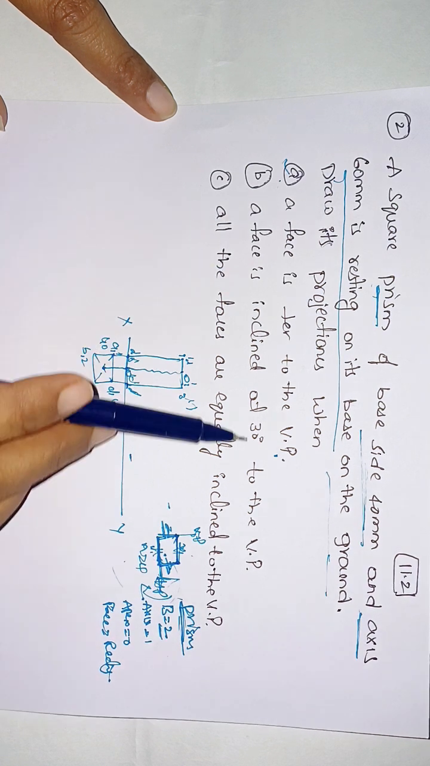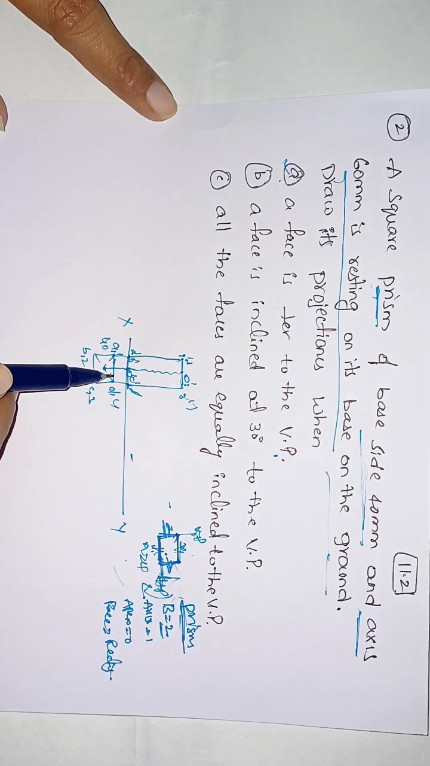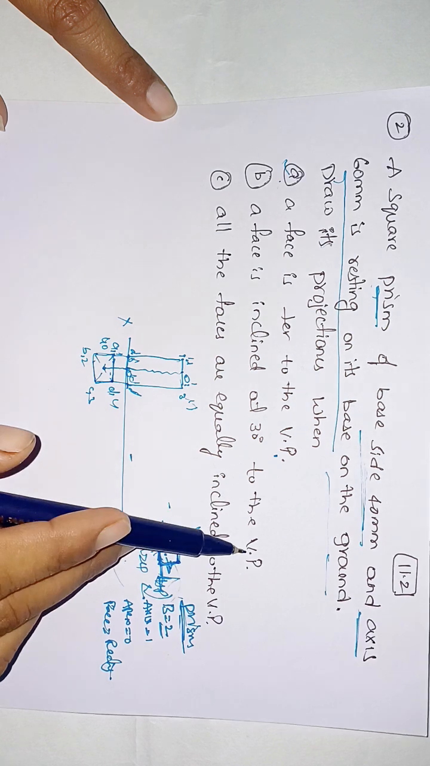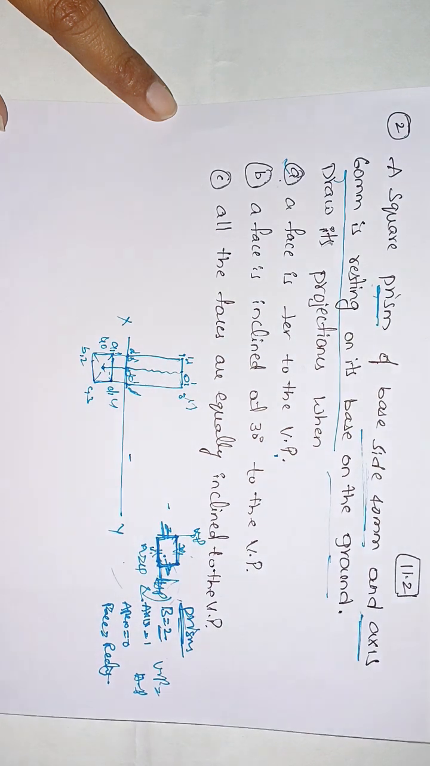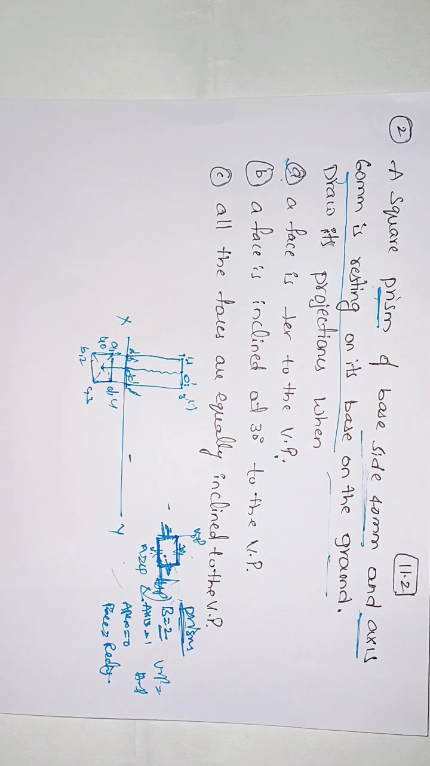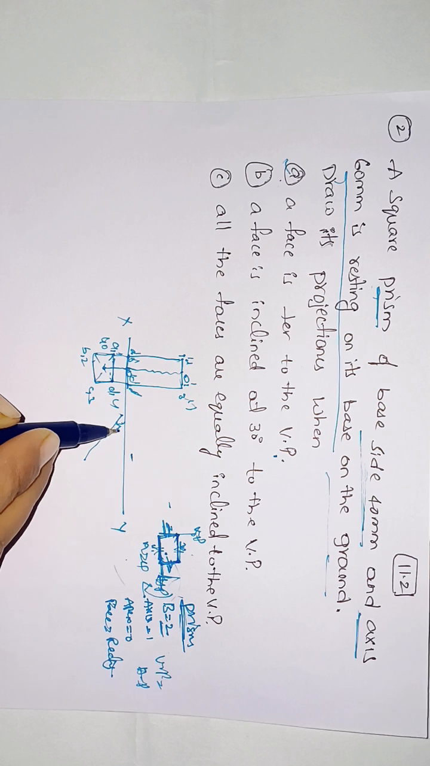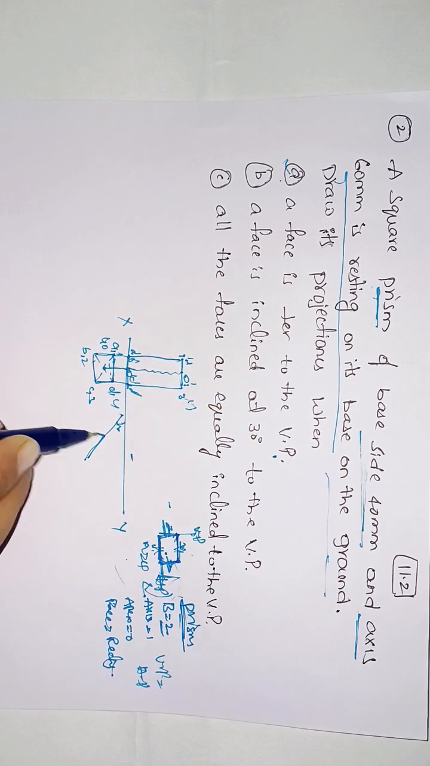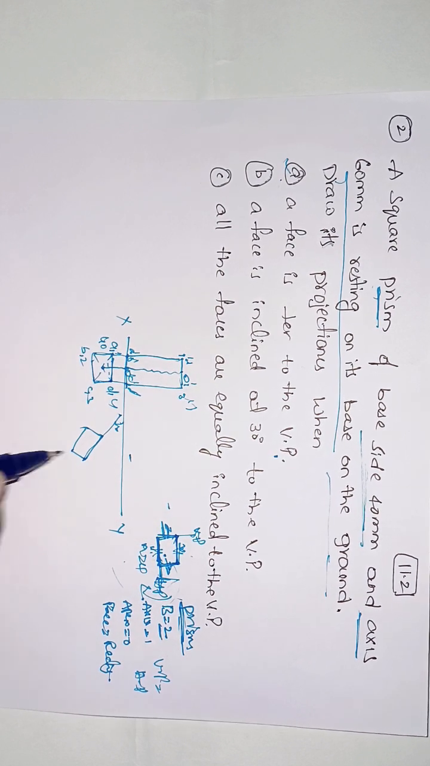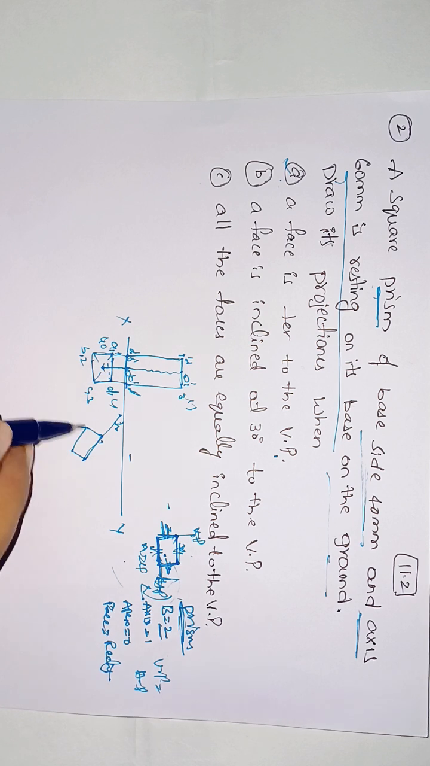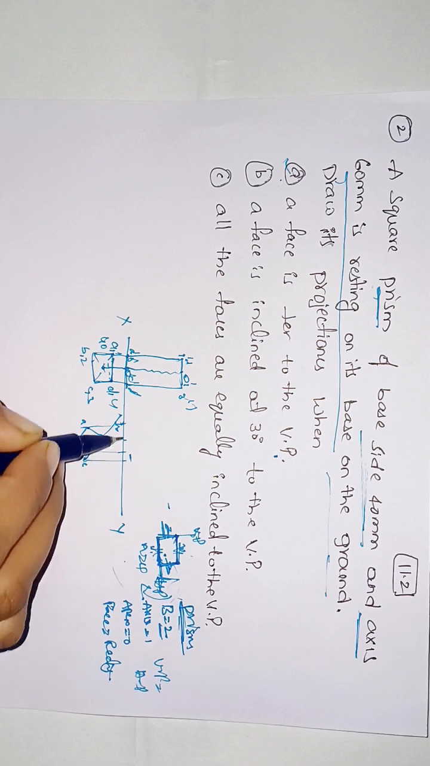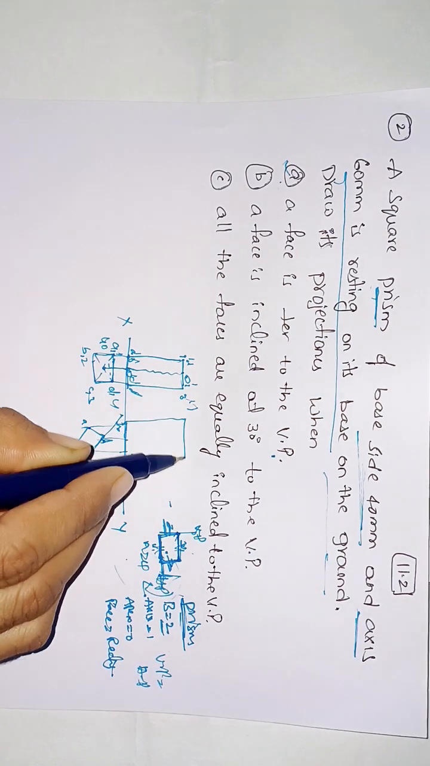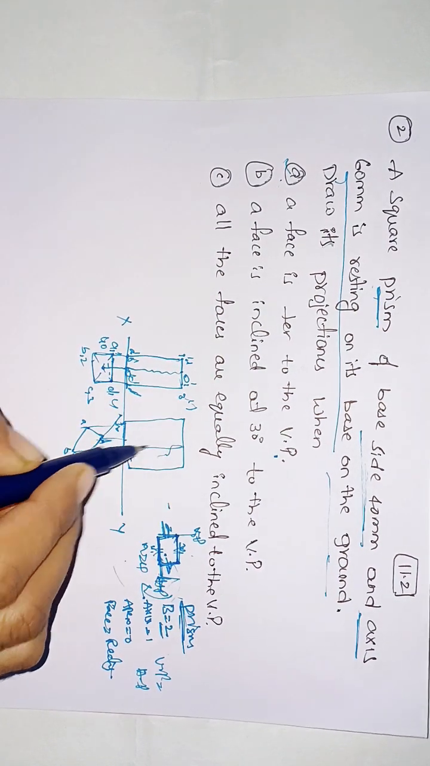Second, a face is inclined at 30 degrees to the VP. A face means any face; you have to take any face that is inclined at 30 degrees to the VP. It is situated on HP, so it is in a clockwise direction, and the angle is 30 degrees. So take any face, the first, second, third and fourth, and mention the names A, B, C and D. Then project up to the reference line. Then draw the axis of 60 mm.